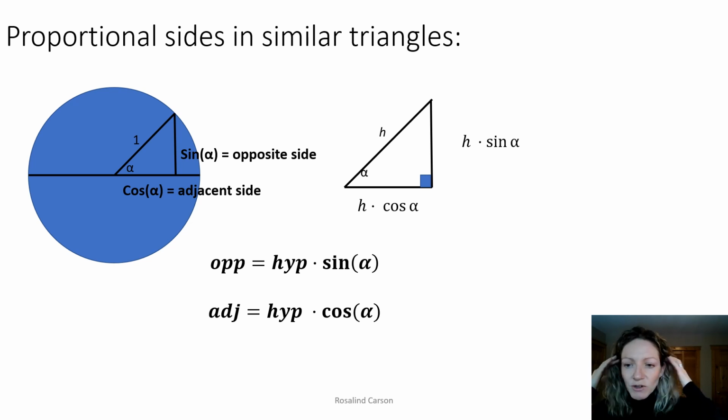But now instead of using the trig ratios, I'm always going to say, if I want to find the opposite side, it's hypotenuse times sine. If I want to find the adjacent side, it's hypotenuse times cosine. This is what I'm using.